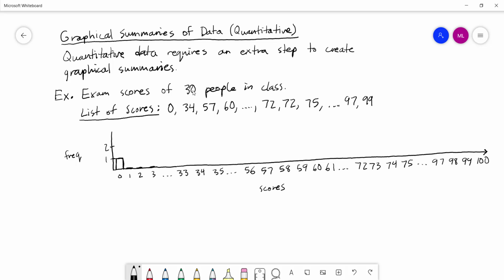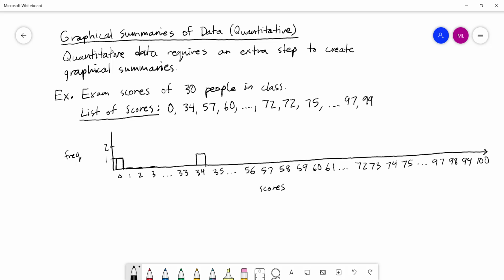Because if there's 101 possible scores that you could get on an exam, but there's only 30 people in the class, then at most 70 of these, 71 in fact, are going to be empty because there's not enough people to fill out this entire graph. So we said there was one person that got a 34, so there's my frequency of 1 there.